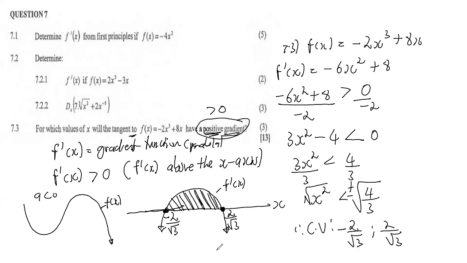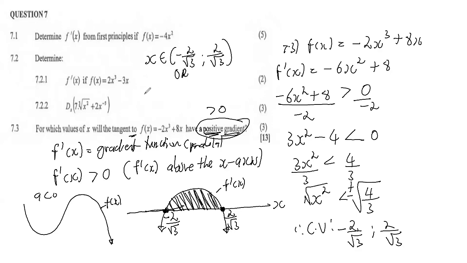Now the question is, will the values be found outside the critical values, or will the values be found inside the critical values? Now we just said that f prime x greater than 0 means that our f prime x needs to be above the x-axis. And then we can see that this graph here is above the x-axis in between the critical values. So if that is the solution, then that means our x is an element of negative 2 over root 3 to positive 2 over root 3.